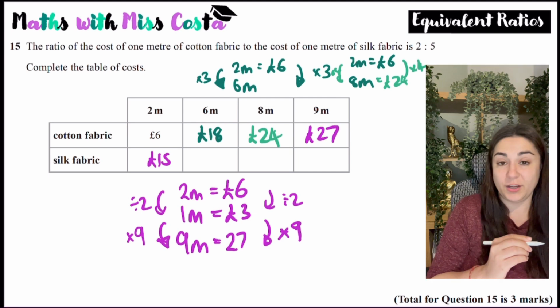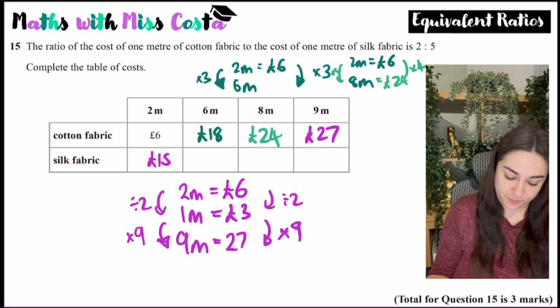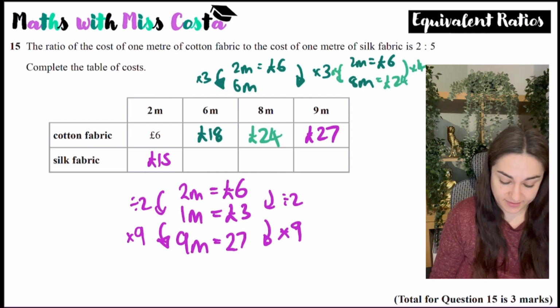So you've worked out your cotton fabric. The best way might actually have been to just start off by working out 1 meter and then timesing it by 6, timesing it by 8, timesing it by 9.